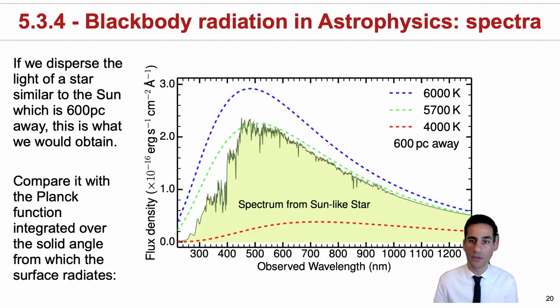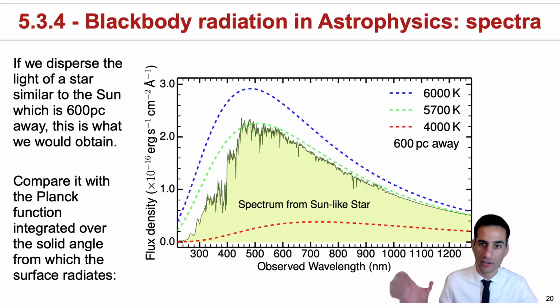The reason why we can use blackbody emission to model, explore, and extract information from stars is because stars are not perfect blackbodies, but they're quite close to it. To demonstrate this in reality, what I've done here in this Python plot is to place our sun. This is the sun's spectrum.